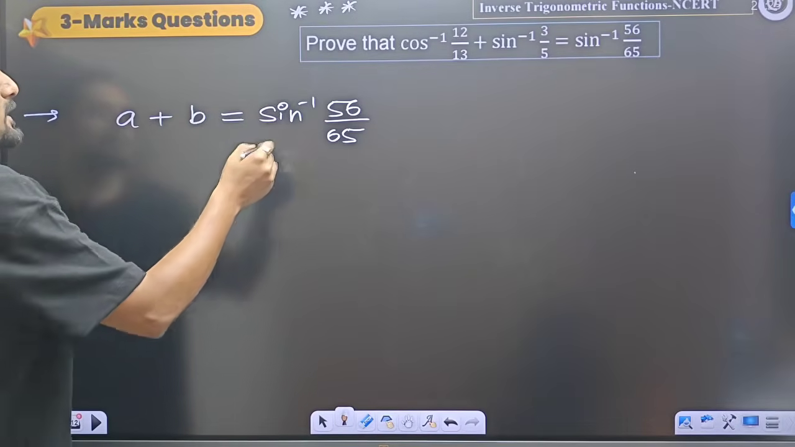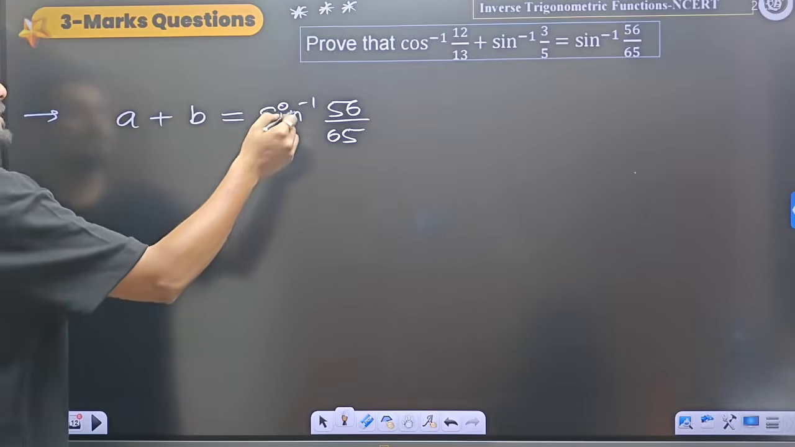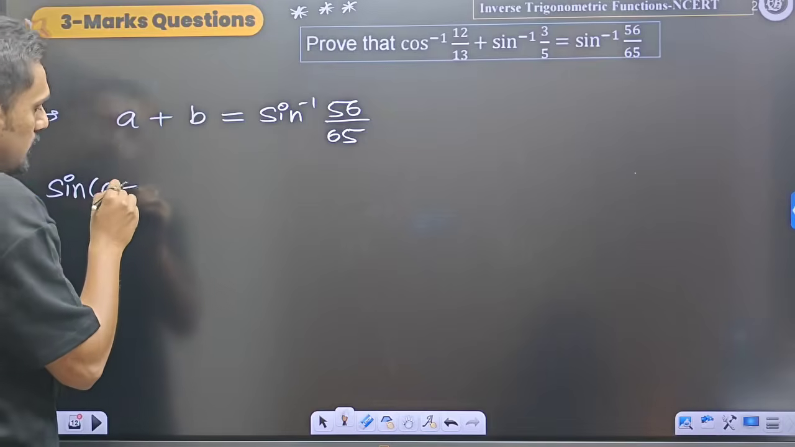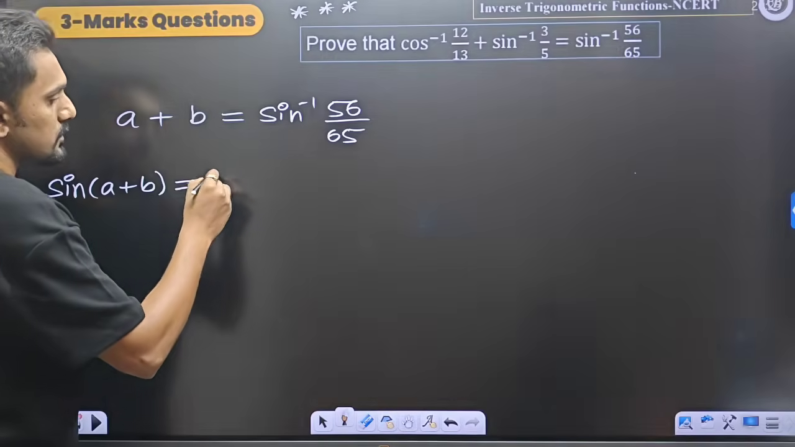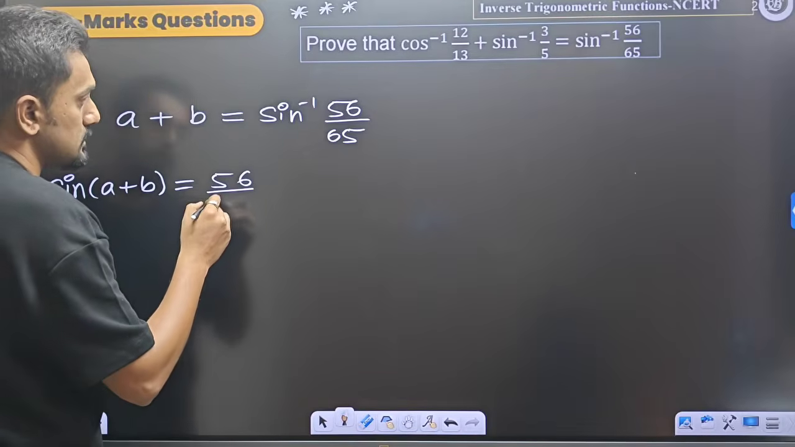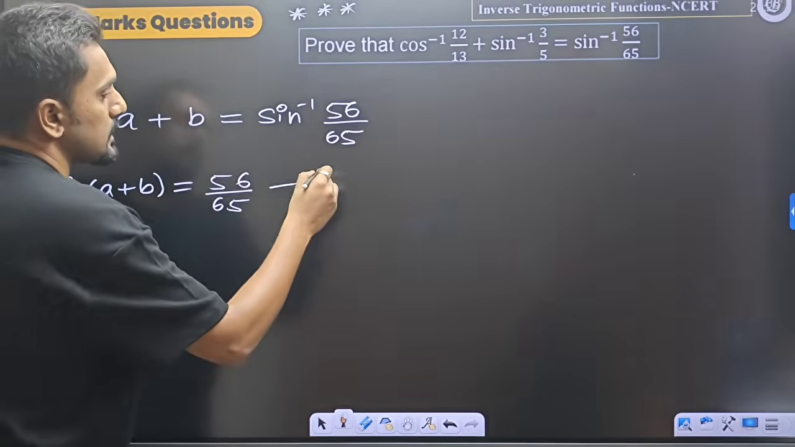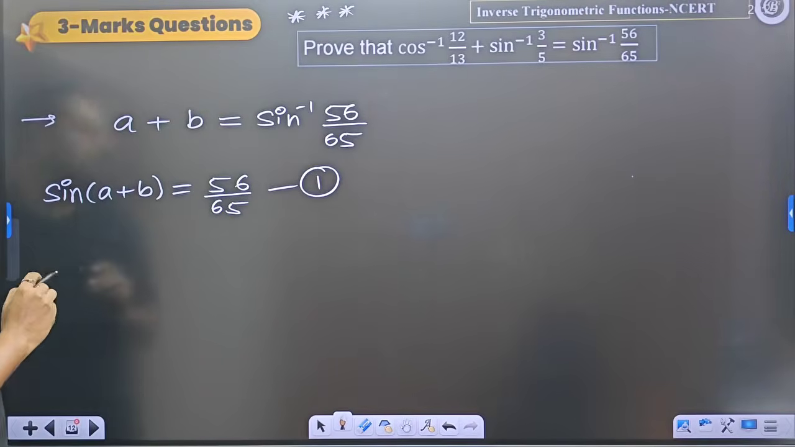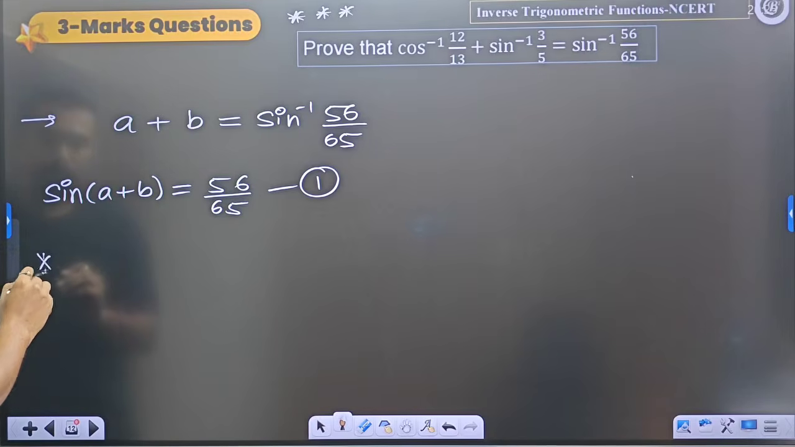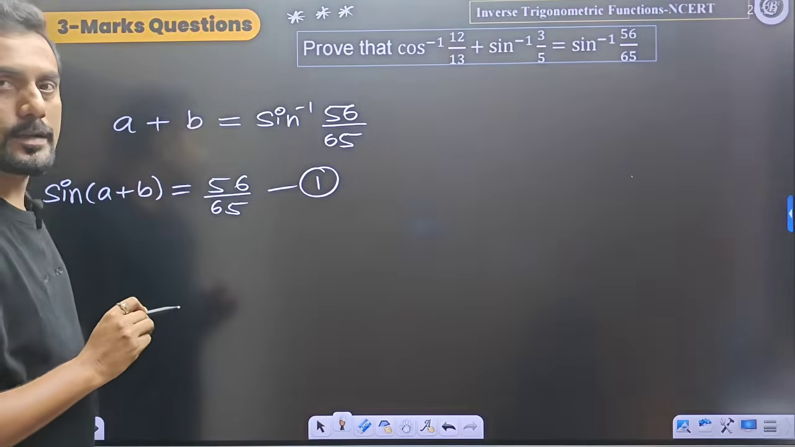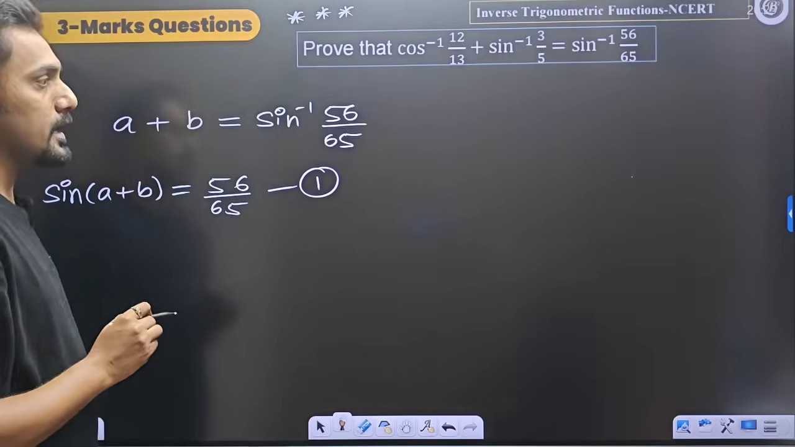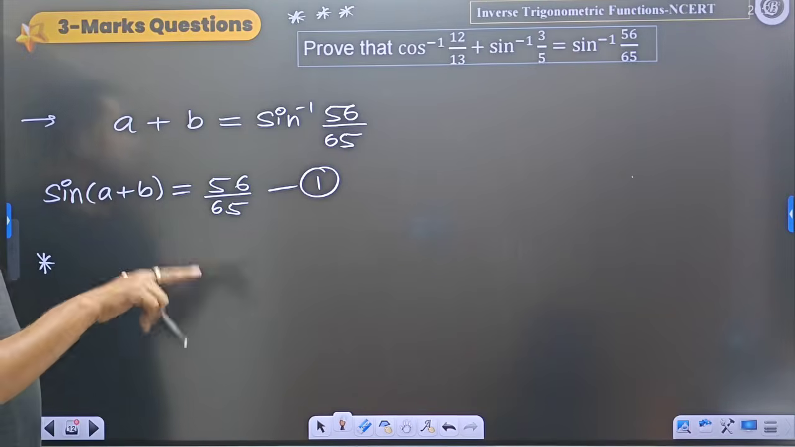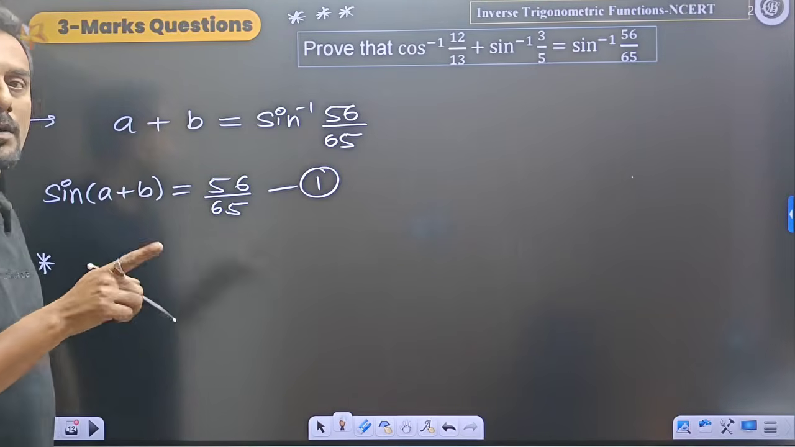If I take this sine inverse to the left side, it becomes sine of A plus B equals 56 by 65. Let me consider this as equation number 1. In this equation, I need to find sine of A plus B. We know that sine of A plus B is equal to sine A cos B plus cos A sine B. For that, I need to find sine of A, sine of B, cos of A, cos of B.